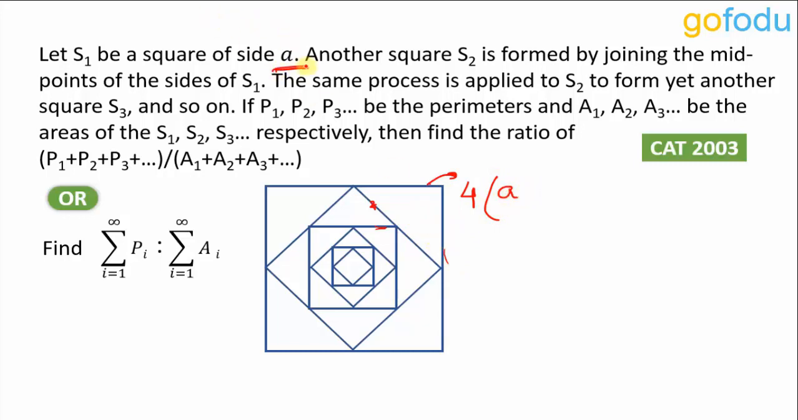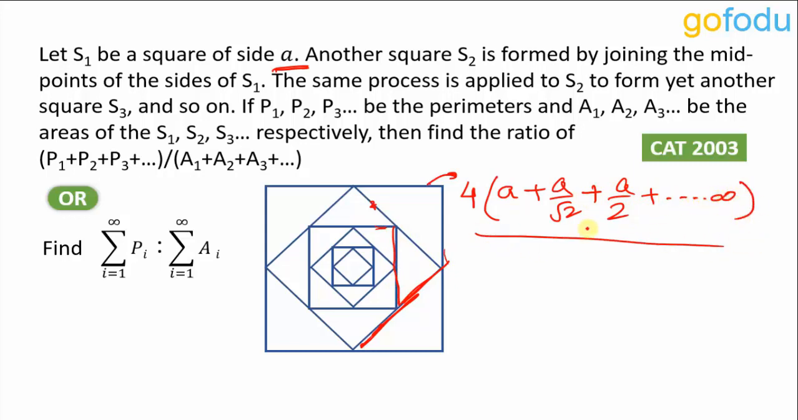A is given in the question, right? Side of this square is A, plus side of this square is what? This whole side is what? A upon root 2, plus side of this square is what? A upon 2, plus, this will go on till infinity. Upon area of this outer square is what? A square, plus area of this inner square is half of that of outer square, A square upon 2, plus half of this area, A square upon 4, and this will go on till infinity.